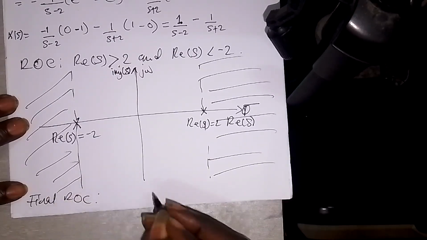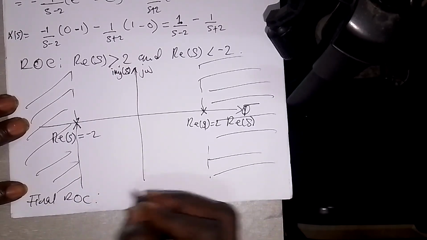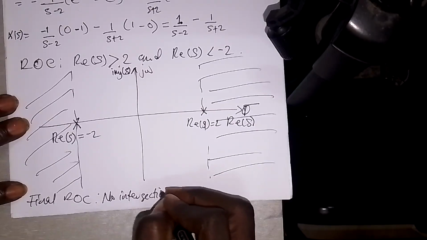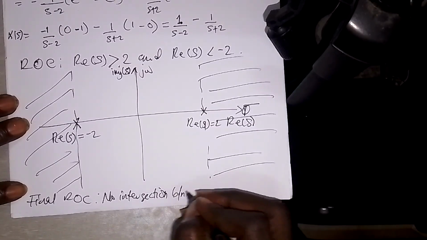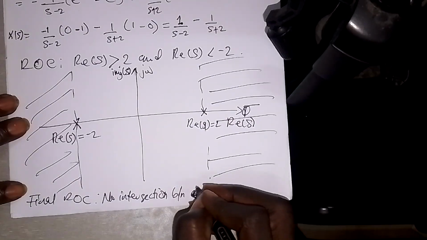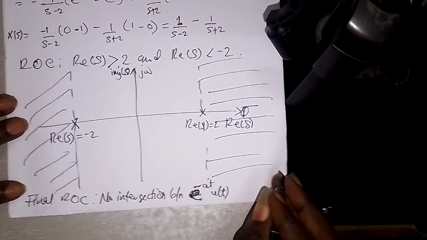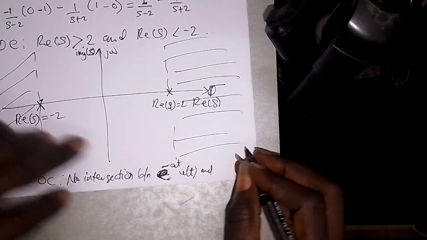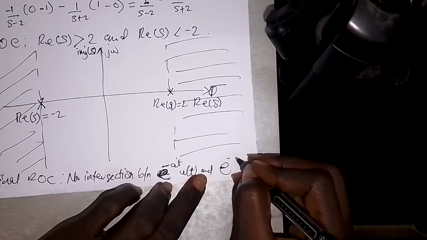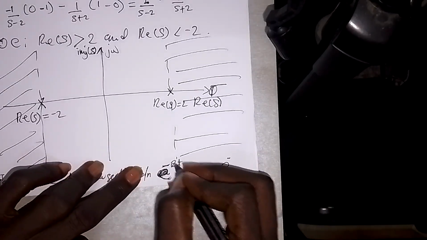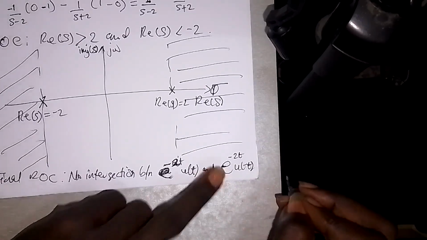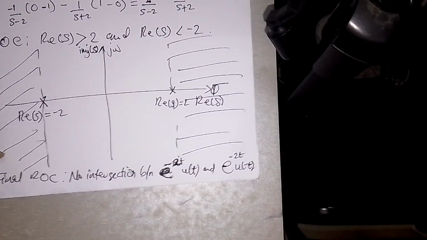So my final ROC is that there is no intersection between e exponent minus 2t u of t and, sorry, it's not e, it's e exponent minus 2t into u of minus t. So this will be the solution to this question.